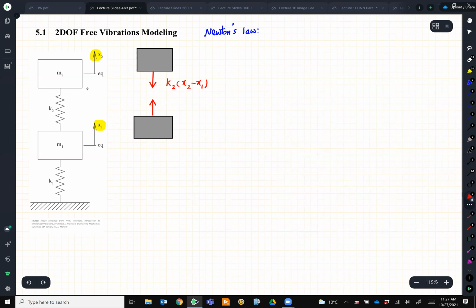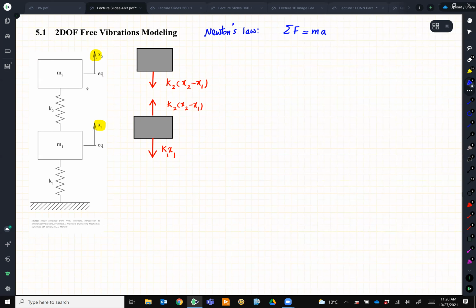So that's going to be K2 (x2 minus x1). And over here, it's easy. It's going to be just K1 x1. This is our free body diagram.